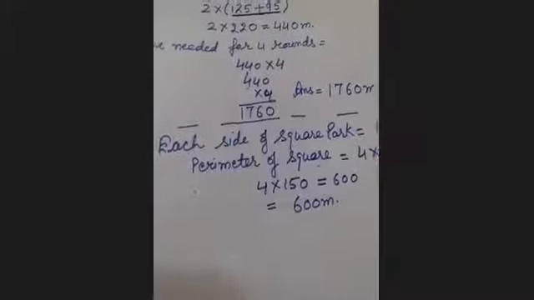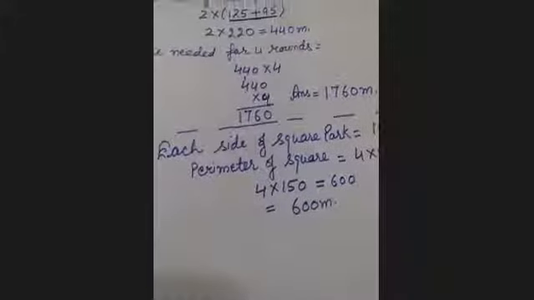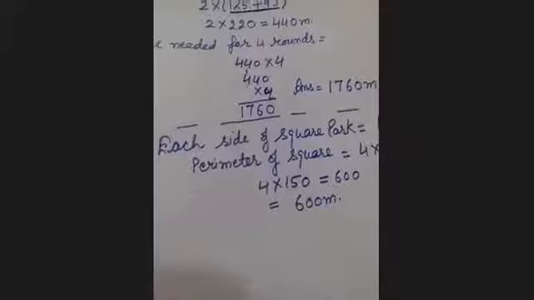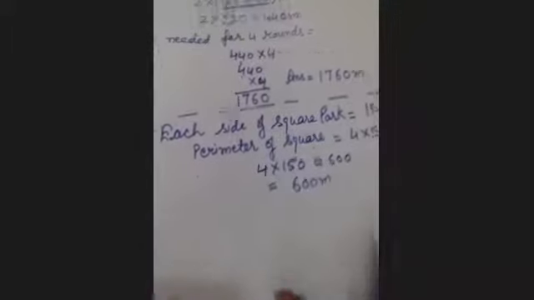Next part, in second part, we will find the cost of fencing at the rate of rupees 6 per meter. Now, cost of fencing.